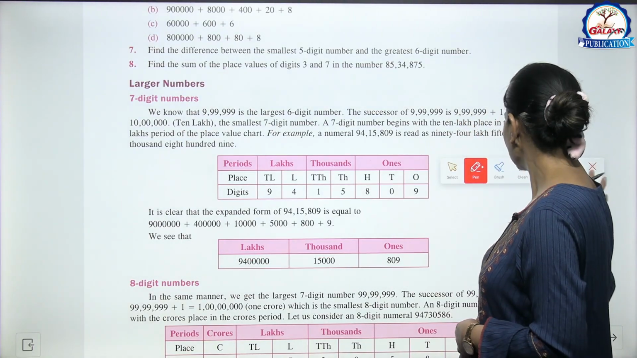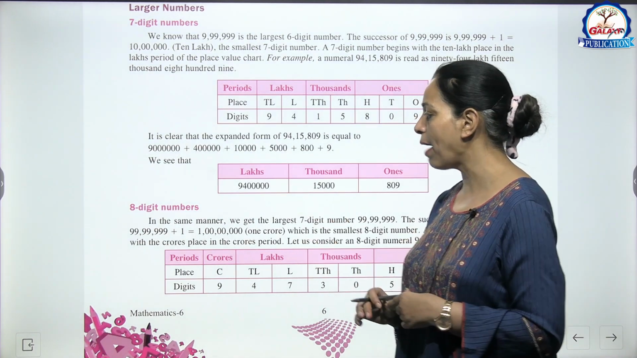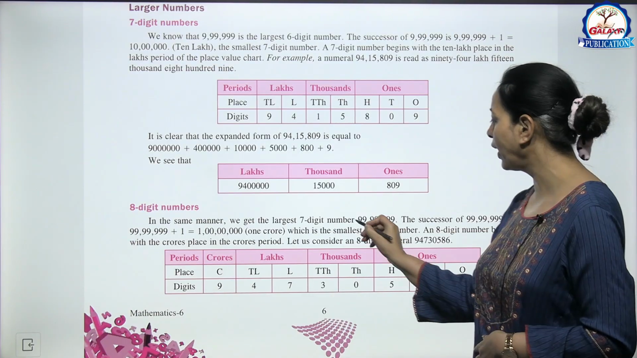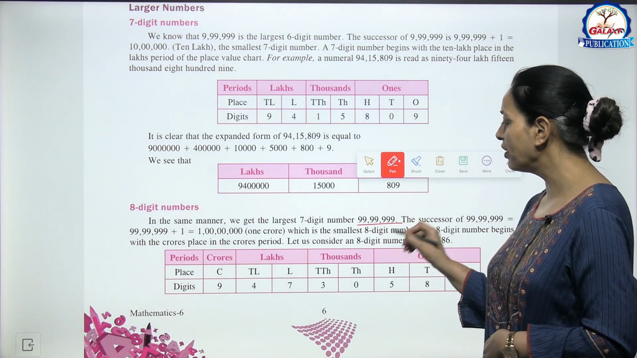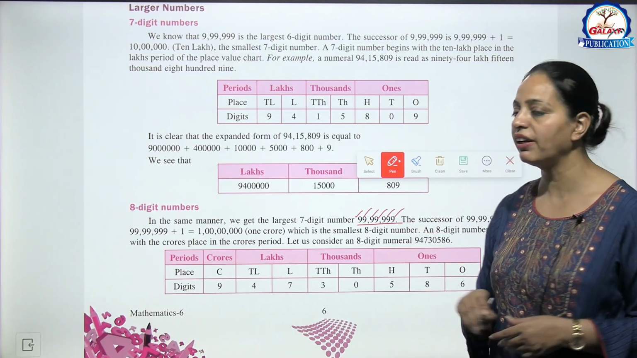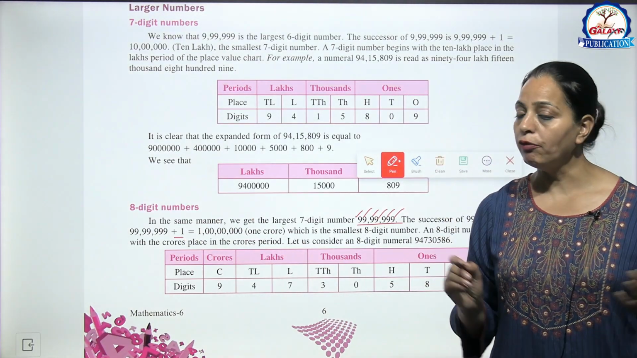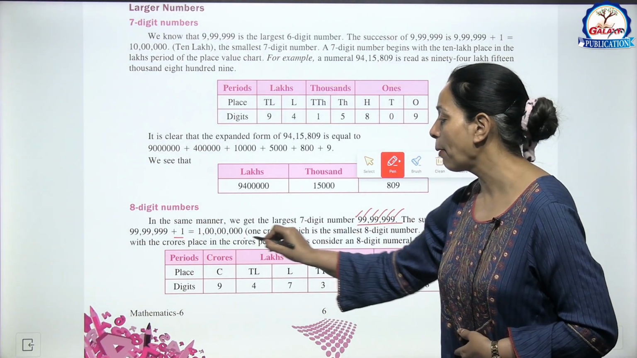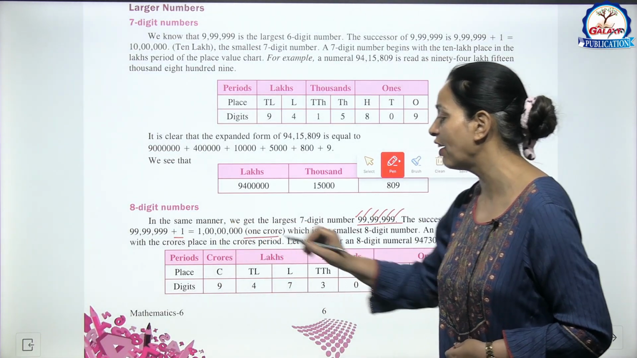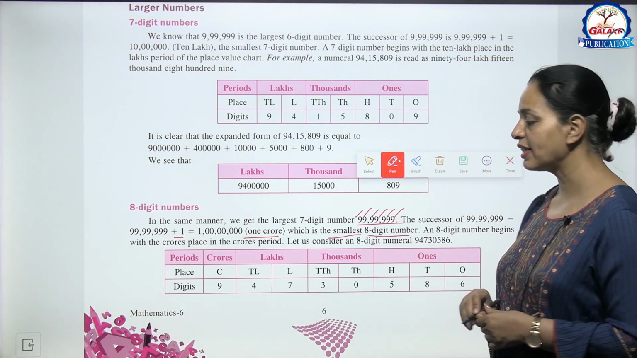Now come to next, we have 8-digit numbers. In the same manner, we get the largest 7-digit number, means 7 times 9. And how can we read it? 99,99,999. If we add 1 to it, then we will get the smallest 8-digit number, which has 1 and 7 zeros, right? So this is the smallest 8-digit number.